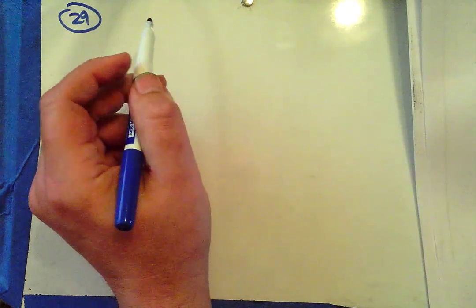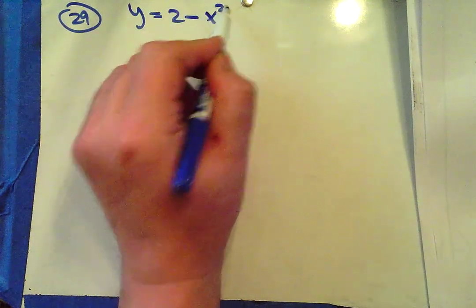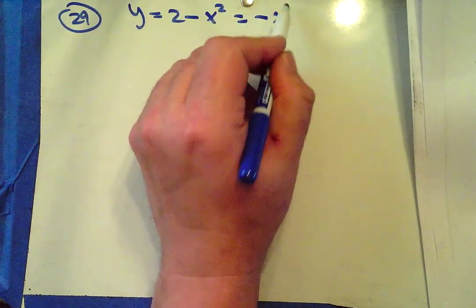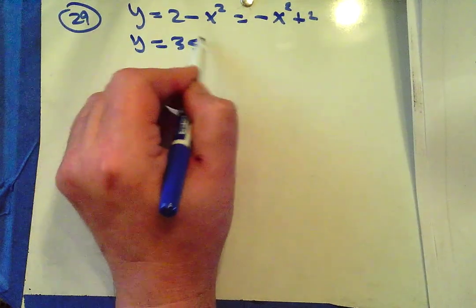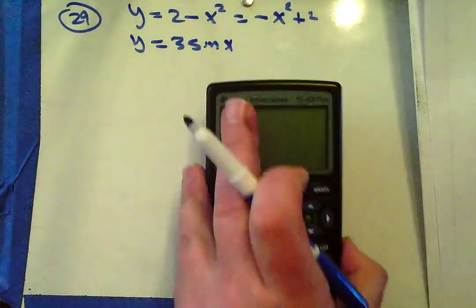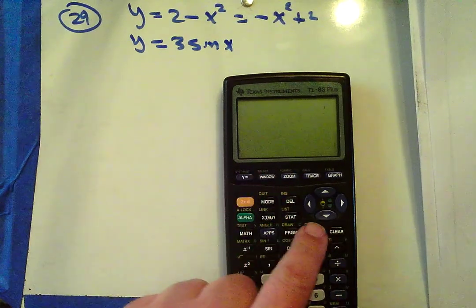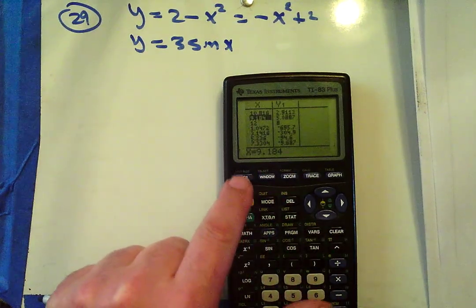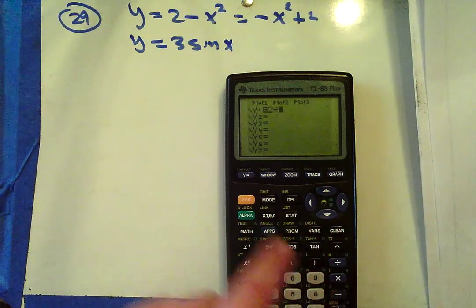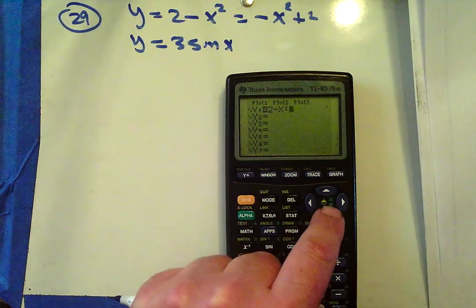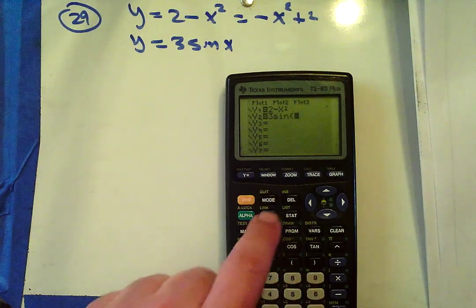29. Where's my calculator? There's my calculator. What's the area of the region in first quadrant enclosed by the graphs y equals 2 minus x squared, which is the same as negative x squared plus 2, and y equals 3 sine x? Okay, so let's graph those. Y equals 2 minus x squared and 3 sine x.